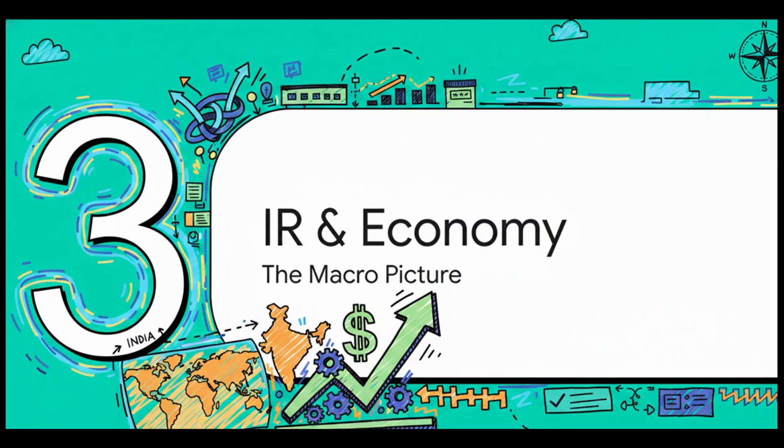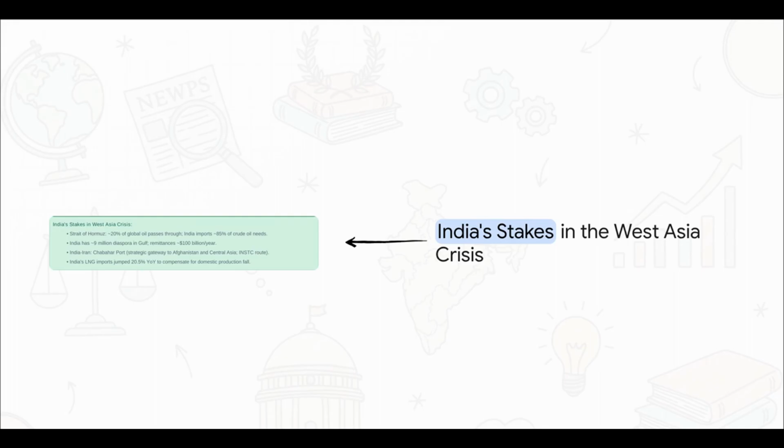Let's zoom out now for Section 3, IR and Economy, taking a look at the macro picture. With the Iran war escalating rapidly following the U.S.-Israeli strikes earlier in the year, Brent crude has spiked to an alarming $117 a barrel.